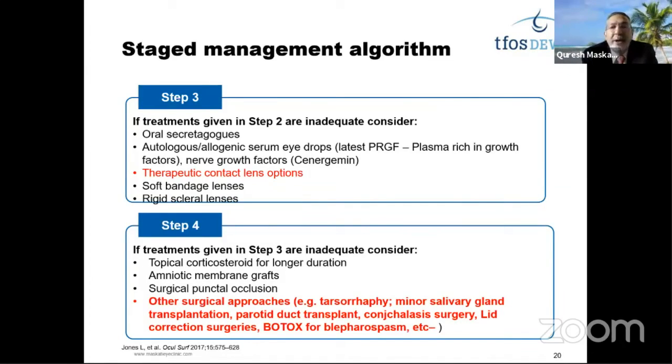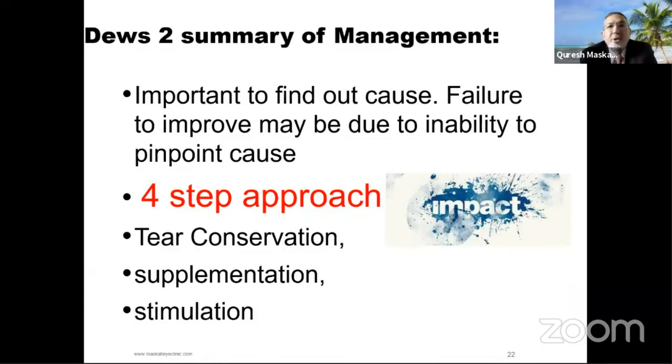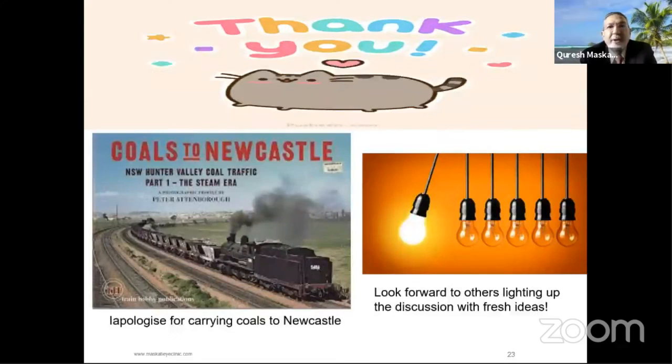And in step 4, really, you're looking at surgical options like salivary gland transplants, tarsorrhaphies, parotid duct transplants, and in end-stage, keratoprosthesis to improve vision. So the summary of management: it's important to find out the cause. A 4-step approach is what is recommended by DEWS 2. Here, conservation, supplementation, and stimulation. In fact, the stimulation part will come in a big way in the next couple of years, I feel.